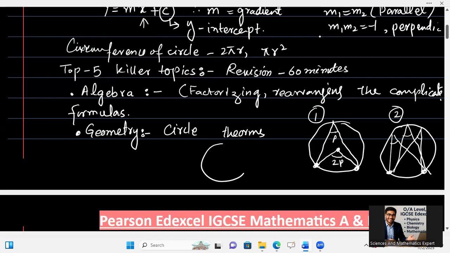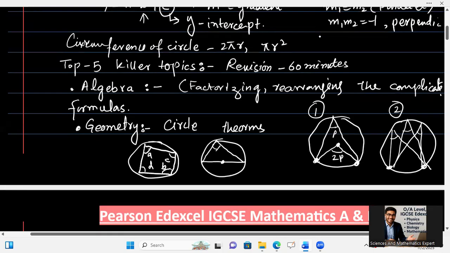Your third theorem states that if there is a diameter and you make a triangle over it, then it is a right angle. If there is a quadrilateral in a circle, then the opposite angles A and B have the sum equal to 180, and C and D also have the sum equal to 180. This is your geometry section.